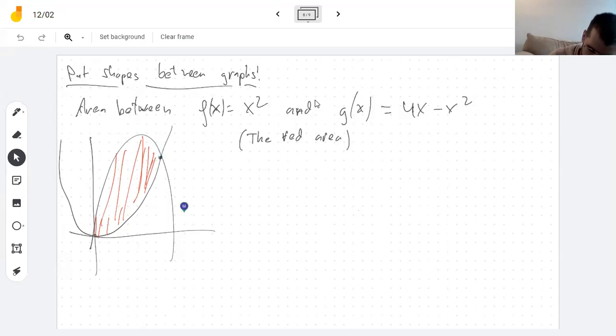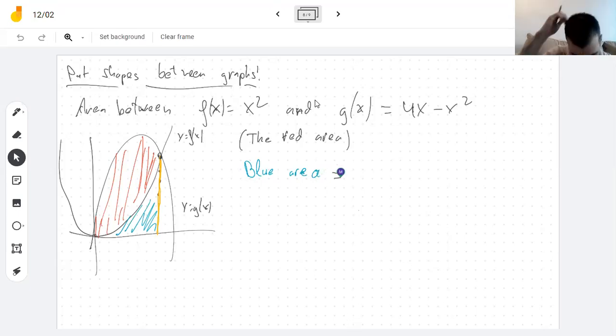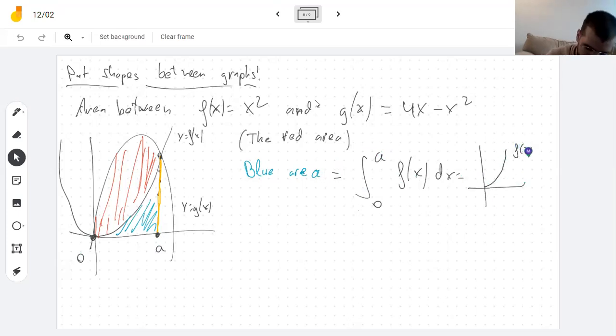But the thing is, this is y equals g of x. This is y equals f of x. If I draw this line, then I sort of split the shape into areas that are integrals. So the blue area is going to be the integral, well, I don't know what this point is, the integral from 0 to a of f of x, because it's the area under the graph of the first parabola.